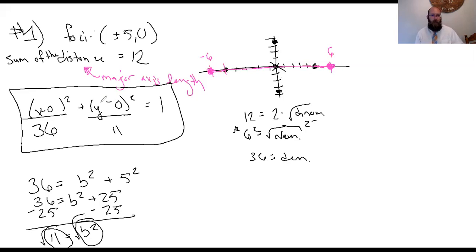Beautiful. And remember, I knew that this 36 had to be my larger number because my sum of distance was 12. So I knew that horizontally was 12, which gave me that 36. But also my foci have to be on my major axis, so I knew that this horizontal part had to be the bigger one. All right, hopefully that's helpful for you. Let's save it, clear it, and let's try another.